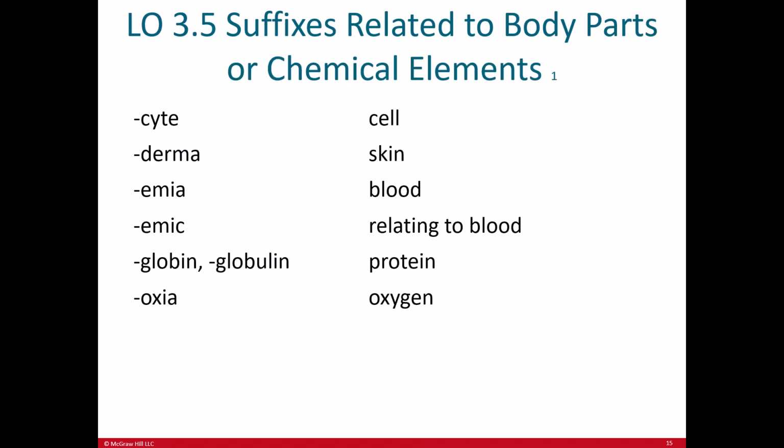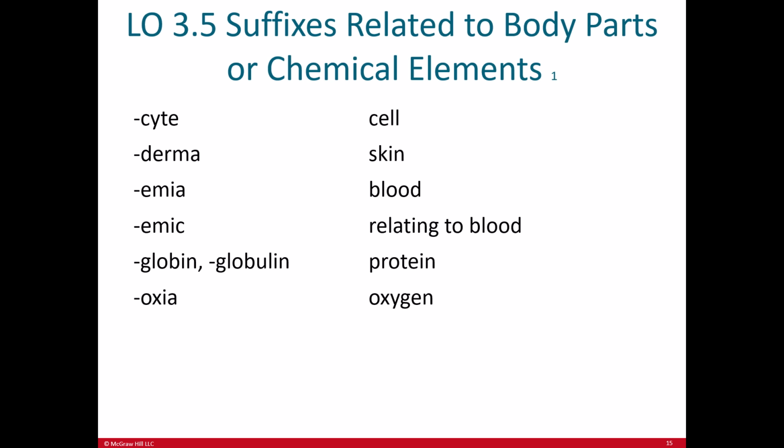So let's talk about suffixes related to body parts or chemical elements. So we have site. Site means cell. You will see this one a bit. Derma. You'll also see dermato, derm. Those are all skin. Then we have emia. Emia is blood. I like to say blood condition, but technically when you go back to the etymology of the word, emia is blood. Emic is relating to blood. Remember that ic, relating to.